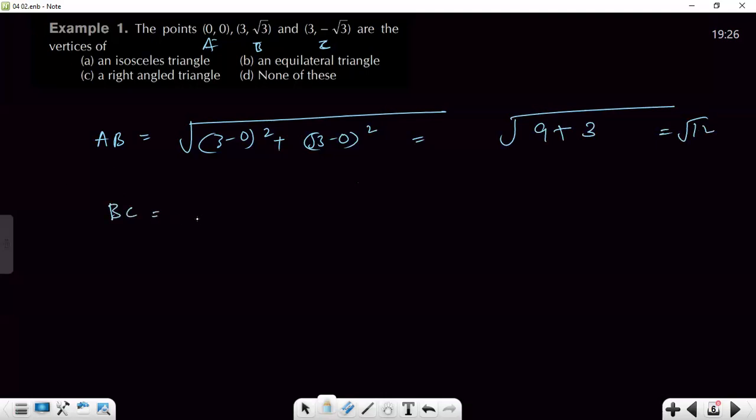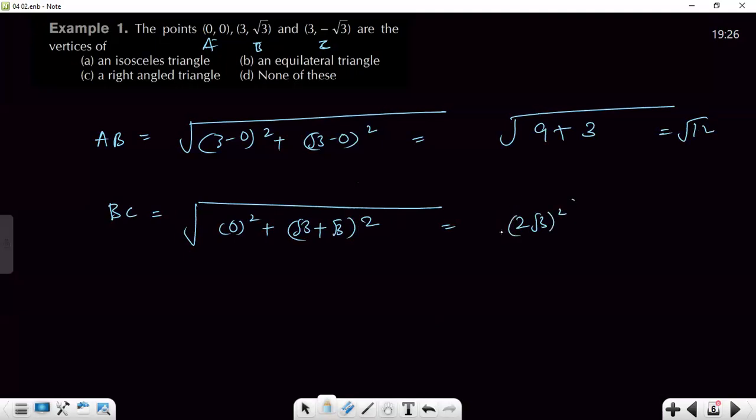Discussing the distance of BC, (3 minus 3), 0, whole square plus (root 3 minus of minus root 3), which is plus root 3. So it becomes 2 root 3 whole square and then the square root. The square root cancels this, and it comes out as 2 root 3. And if you like, further solve 12, which can be written as 4 into 3. Square root of 4 is 2, so 2 root 3. Okay, so AB and BC are the same.